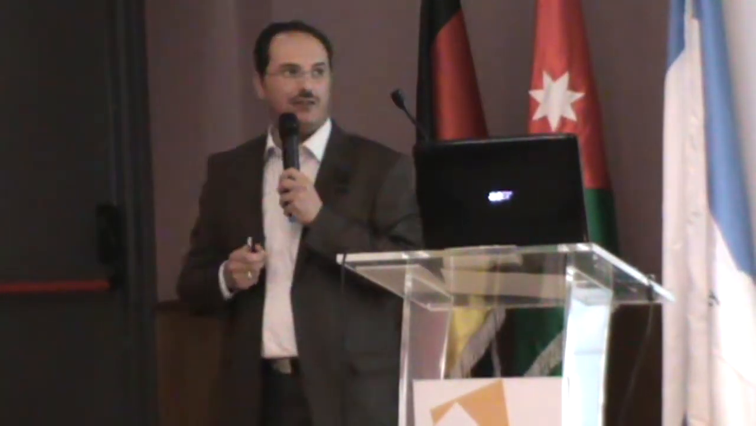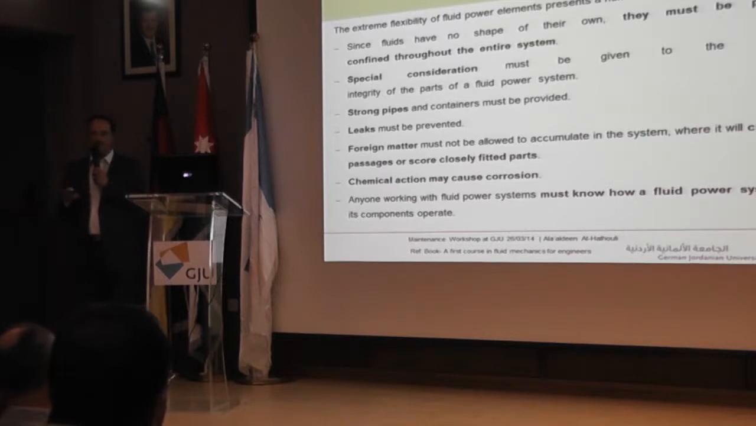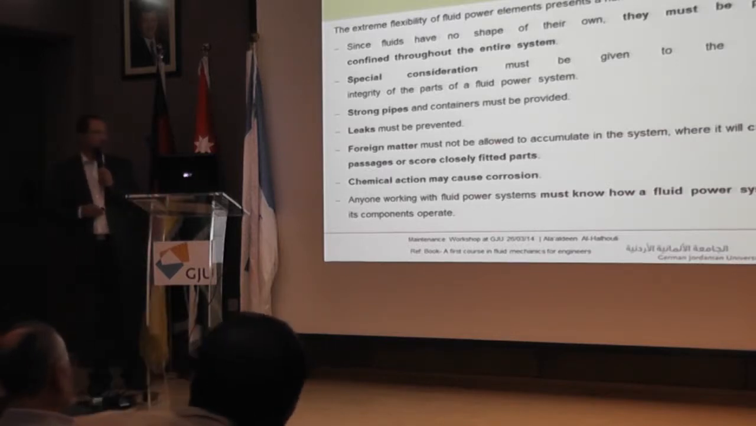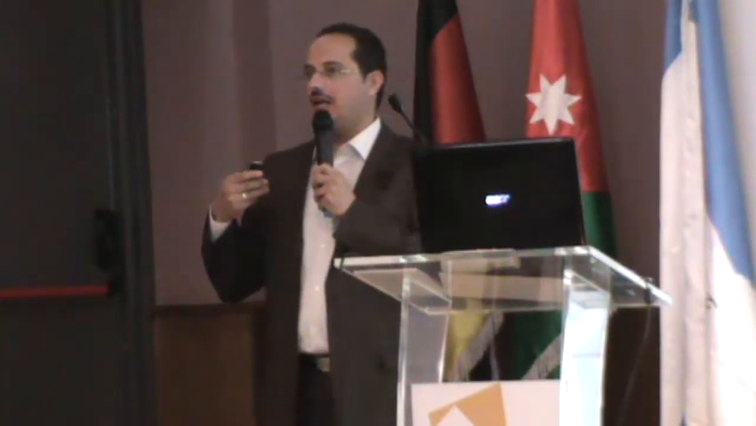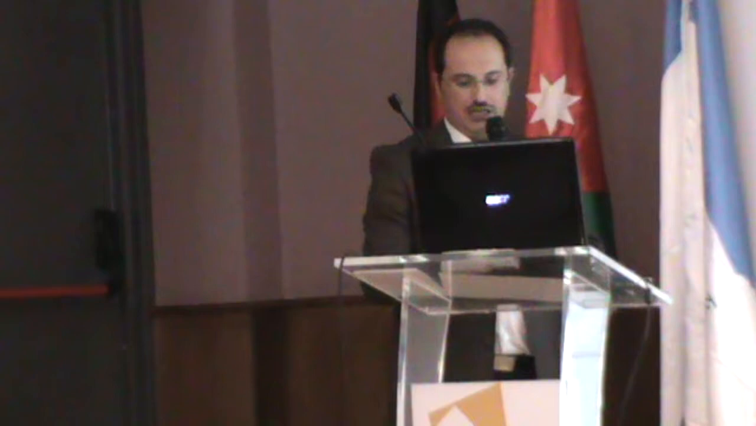Even with a lot of advantages, we have problems because fluid power systems, hydraulics or air, do not have a confined shape. So hydraulic systems should have a tank and a strong piping system, because if we are working at high pressures, we should try to avoid leaks. In some cases, we also cannot tolerate foreign matter because it reduces efficiency, and chemical actions may cause corrosion and then reduce the lifetime of such systems.